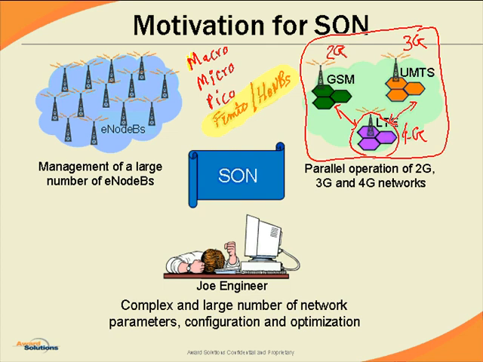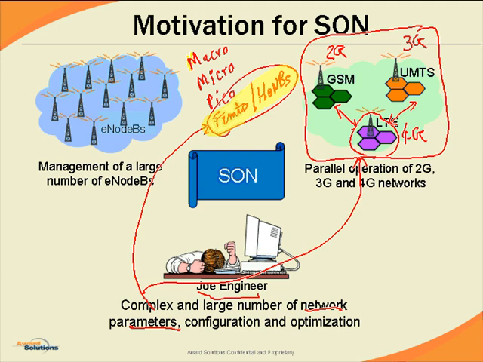And finally, we have an RF engineer here. The engineer here has to work with a lot of parameters, especially when we have to worry about this home e-node B. We have to have seamless interworking with legacy technologies. So if you consider that, then there are many, many parameters that we have to manage.